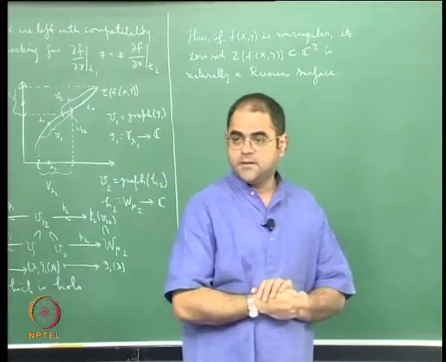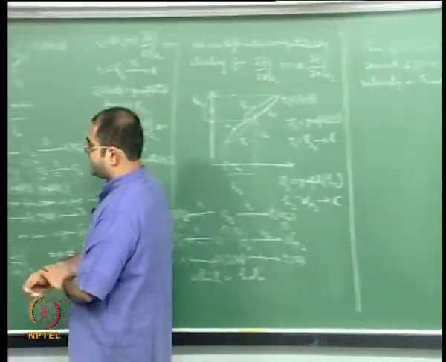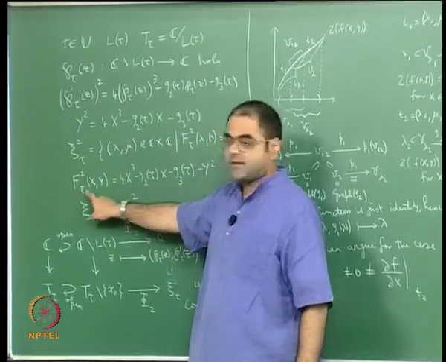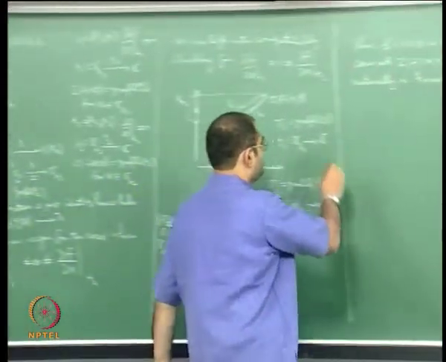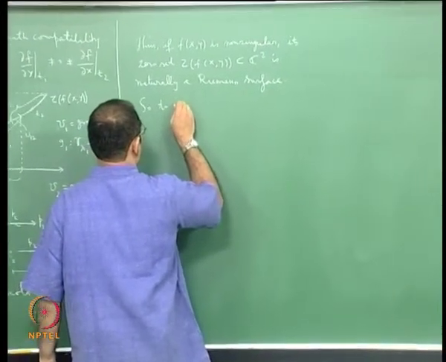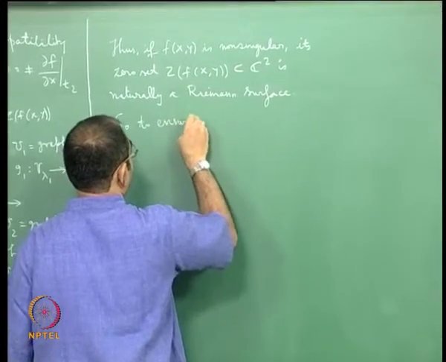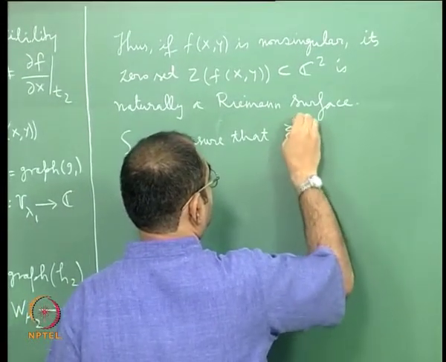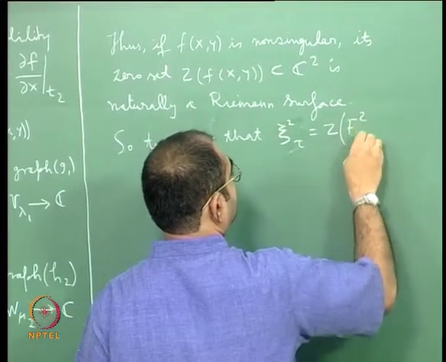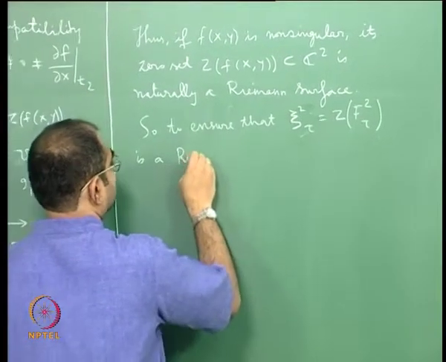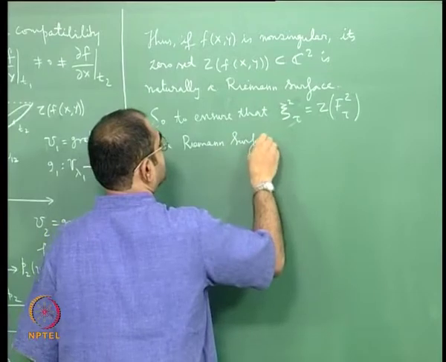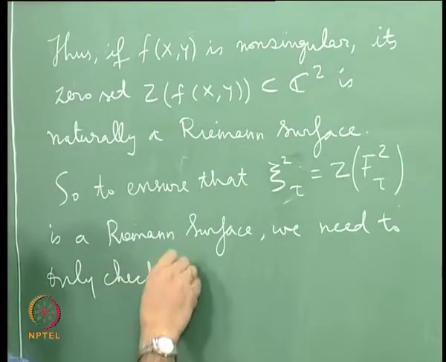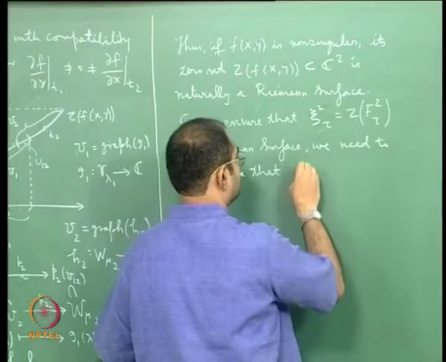So, it is naturally a Riemann surface. Now, I just want to say that this E2 tau is actually a Riemann surface. The only thing I have to verify is that this polynomial capital F2 sub tau is non-singular. So to ensure that E2 tau, which is just the 0 set of F2 tau, is a Riemann surface, we need to only check that capital F2 sub tau is non-singular.